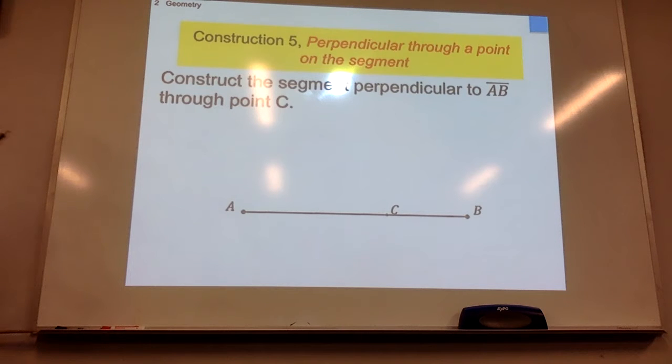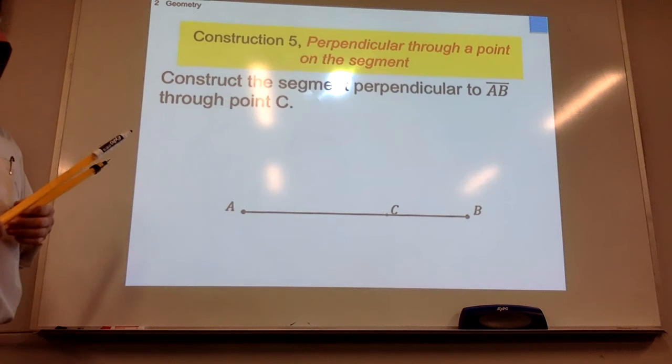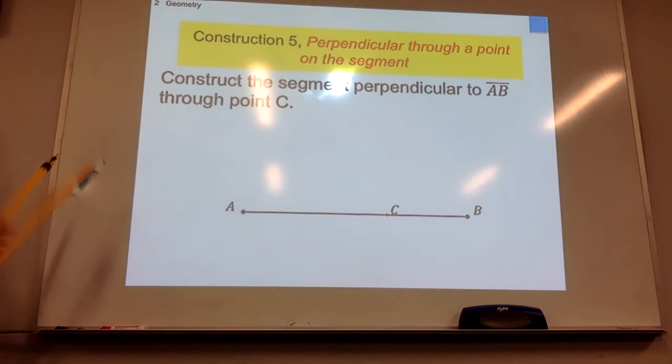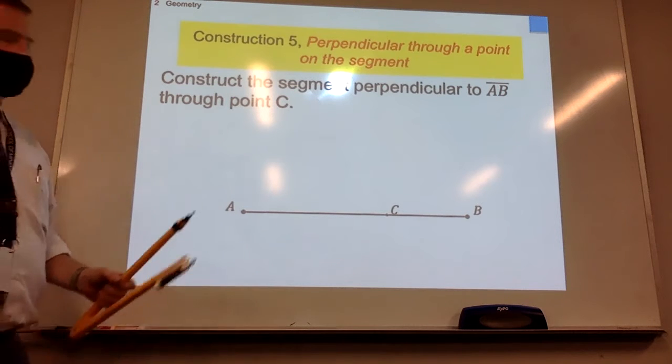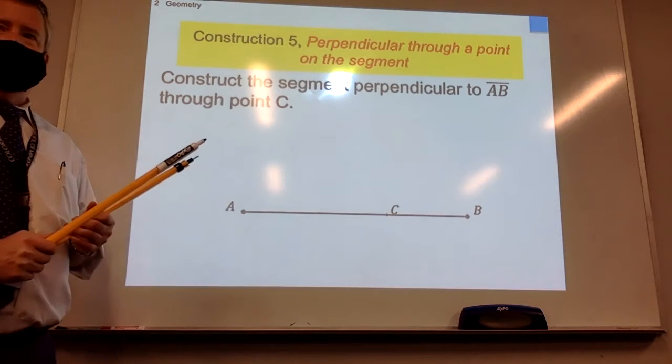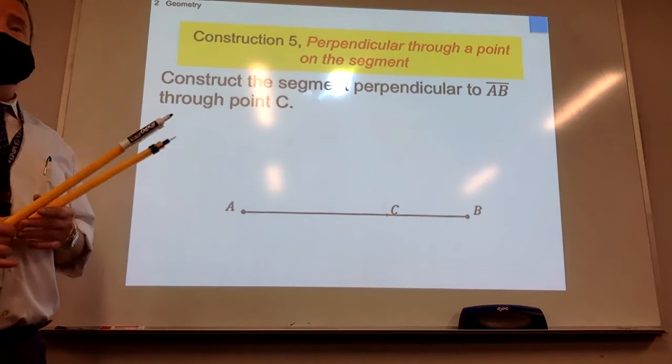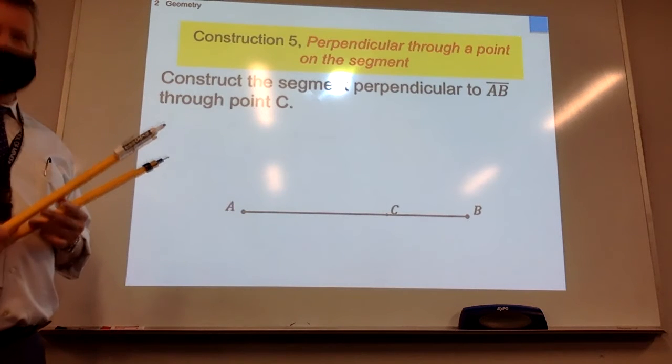All right, so again we've gotta figure out how to make a parallel line through that point. What? Perpendicular to line AB that goes through point C. Okay. So what you're gonna do is put your compass on C and draw 2 arcs on line AB. You could draw a circle, but you only need 2 arcs on segment AB.